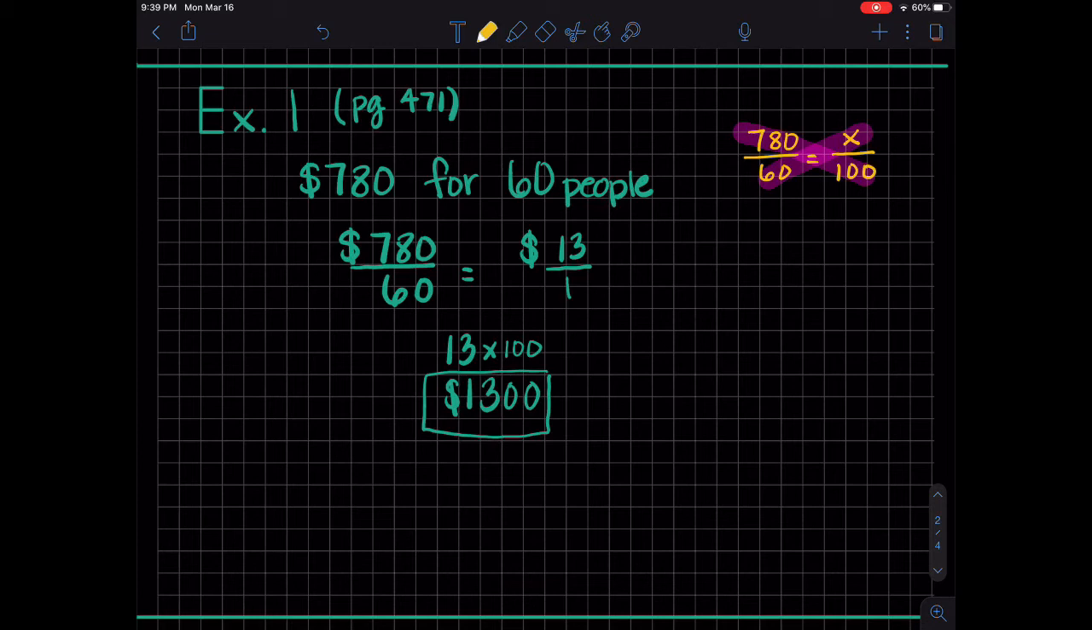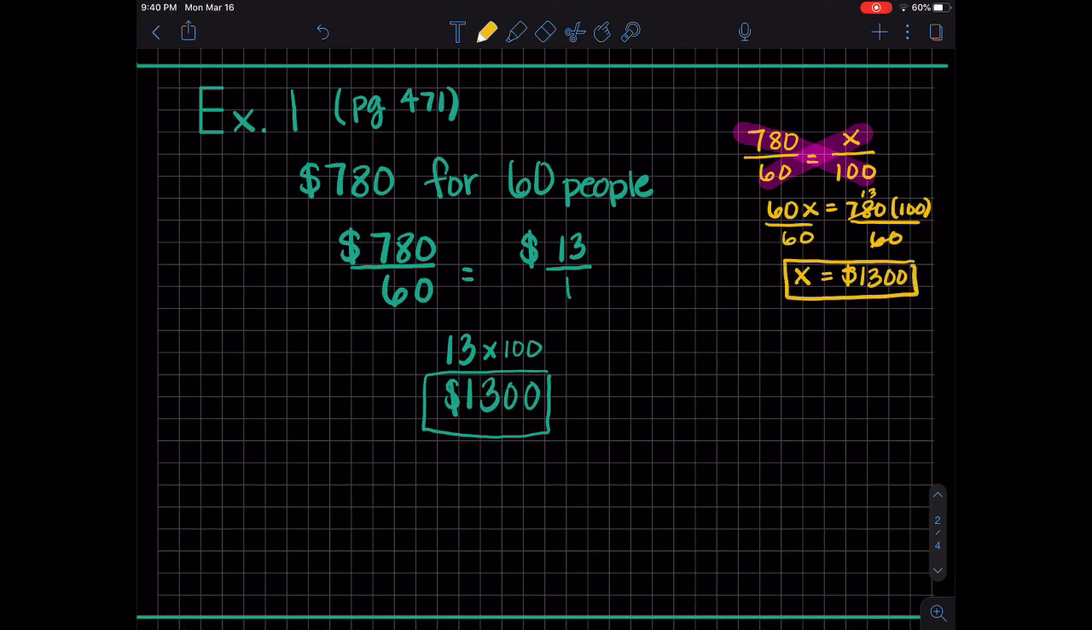What's in the same line gets multiplied together, so we have 60x equals 780 times 100. Now let's divide by 60 on both sides to get x by itself. 60 divided by 60 is 1, and 1 times x is just x. And over here, we know that 60 goes into 780 13 times, and 13 times 100 is 1,300.